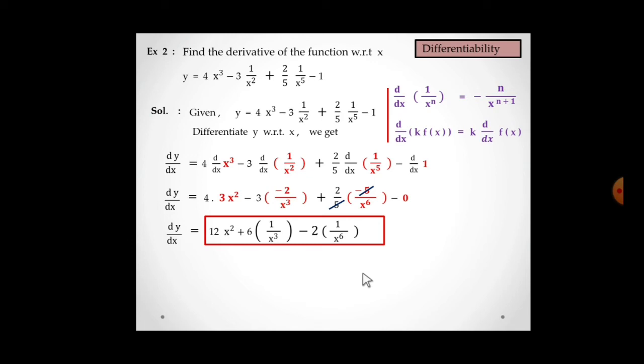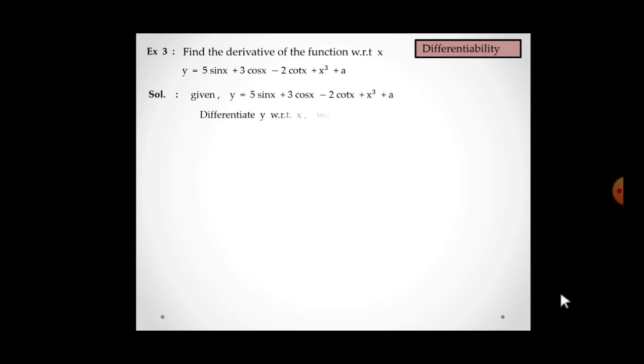Next example, find the derivative of the function with respect to x. y is equal to 5 sin x plus 3 cos x. Now I am taking a combination of trigonometric and algebraic functions. These are addition and subtraction examples, and k into f of x form examples. So first write the given function and then write differentiate y with respect to x.